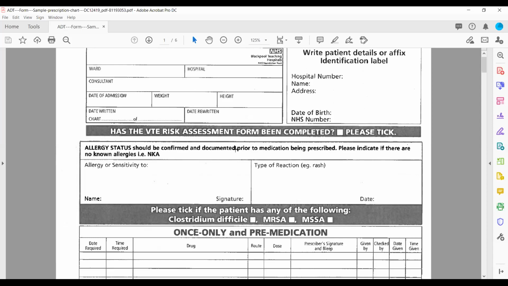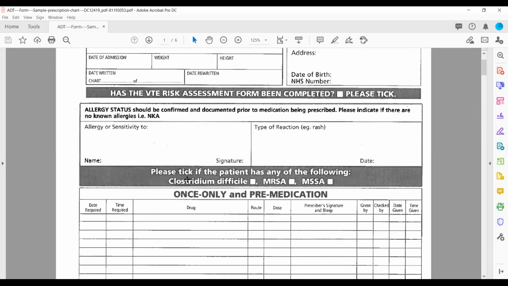It will be followed by the allergy box. It should be filled in for all patients. If the patient has any allergy, you should write it here, and you should write what exactly happened with this medicine. And if there is no allergy, you should write no known allergy, NKA. Okay, and then you write your name, sign, and the date.